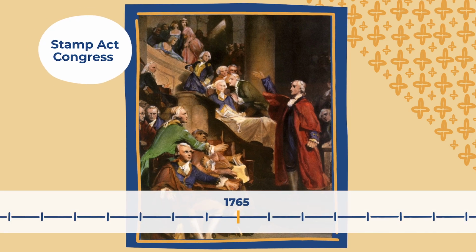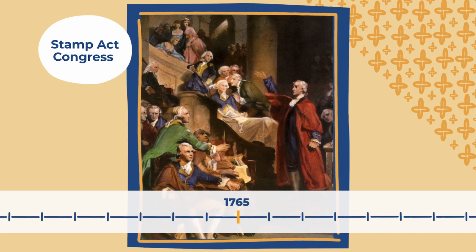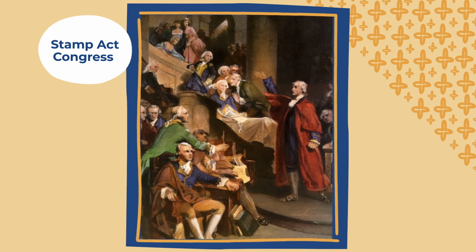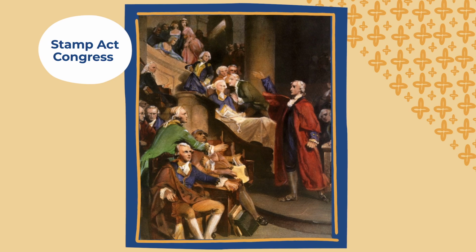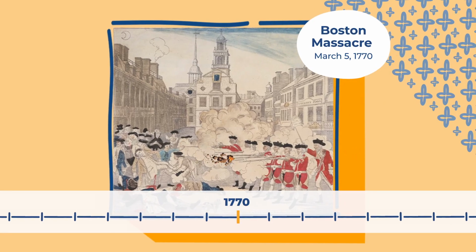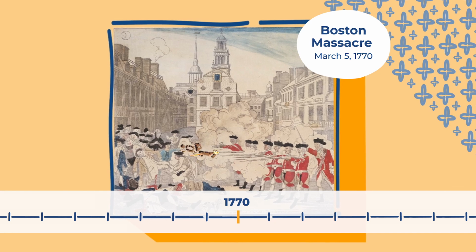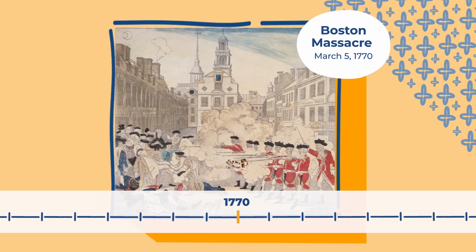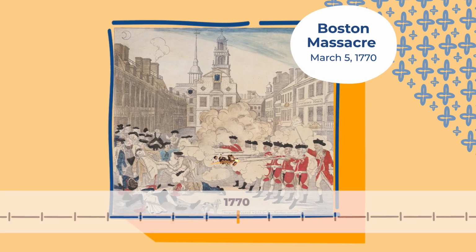In response, the Assembly of Massachusetts urged collective resistance, leading to the Stamp Act Congress of 1765, where representatives from 9 colonies collaborated on a declaration of rights and grievances against Britain, where they asserted that they possessed the rights of Englishmen, and that they be granted representation in Parliament. Tensions escalated in the years that followed, including at the Boston Massacre in 1770, where British troops fatally shot 5 colonists and wounded others during a confrontation with unruly civilians.